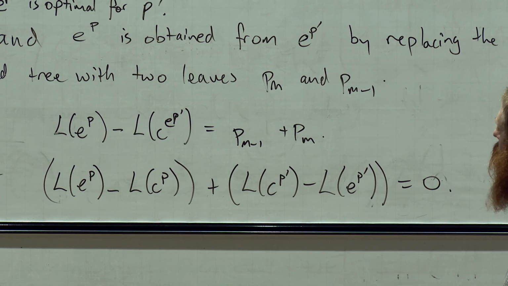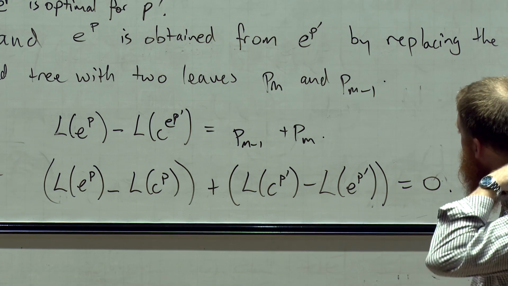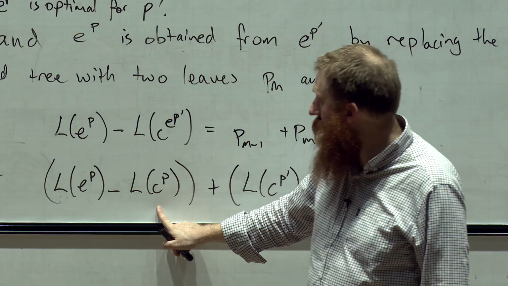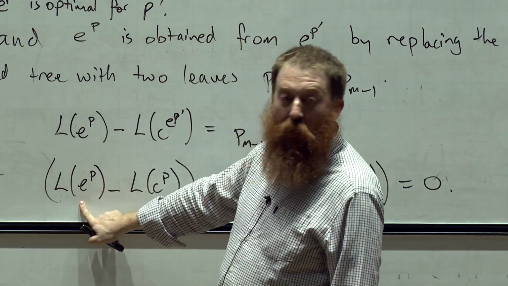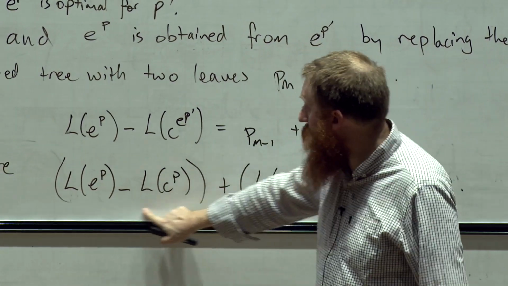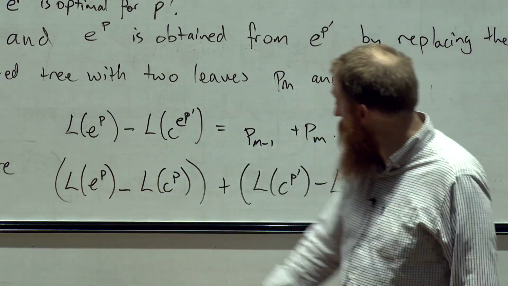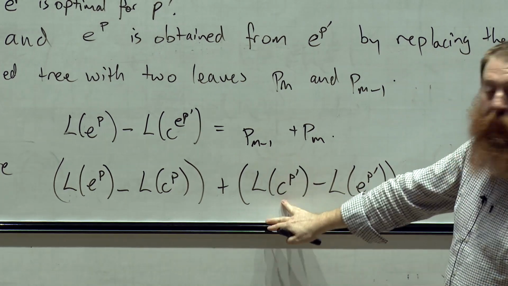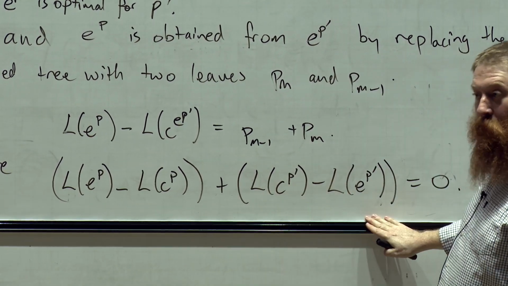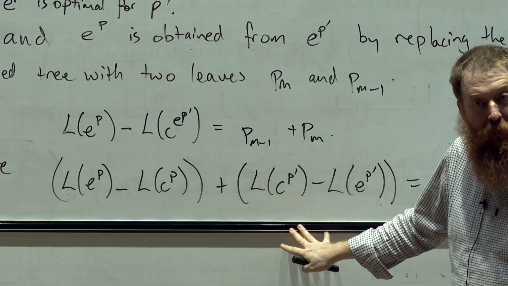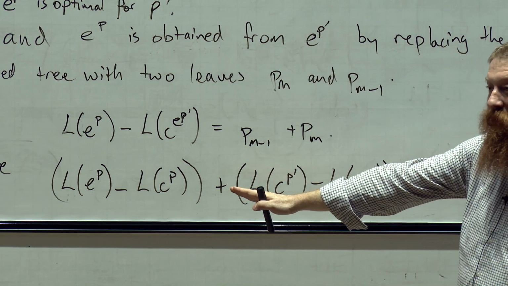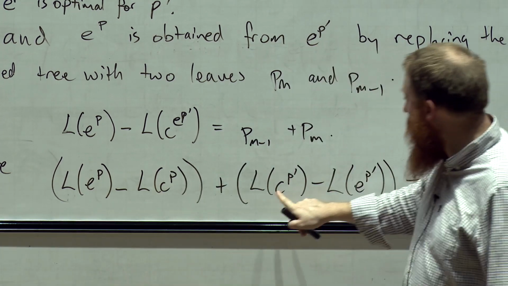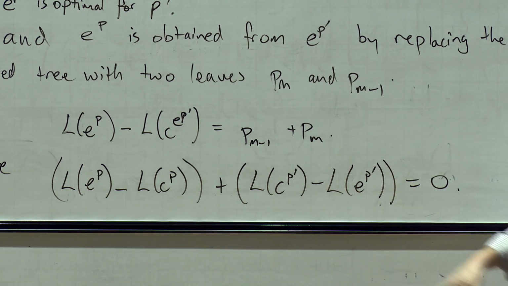Well, the point is that I know by construction that CP is optimal. So we started with an optimal code. EP might not be optimal, but I know therefore this term has to be positive. What about this? Well, I know that EP prime is optimal. CP prime might not be. So this also is positive. So I've got a positive number, and their sum is 0, therefore everything here is 0. Therefore, CP must be optimal, EP must be optimal, CP prime and EP prime must be optimal.